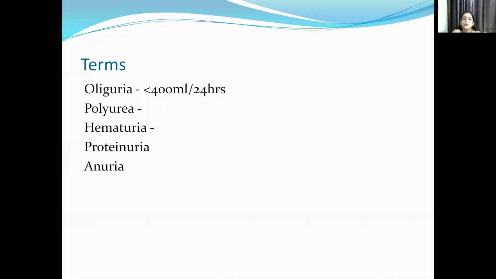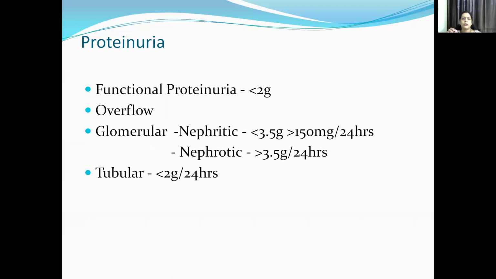So proteinuria. Proteinuria is termed only when there is more than 150 milligrams of protein leakage. And if this proteinuria is persistent, then we have to look for more renal pathologies. Anuria. Anuria is complete absence of urine formation. Okay, so these are the terms about the excretion of the amount of urine.